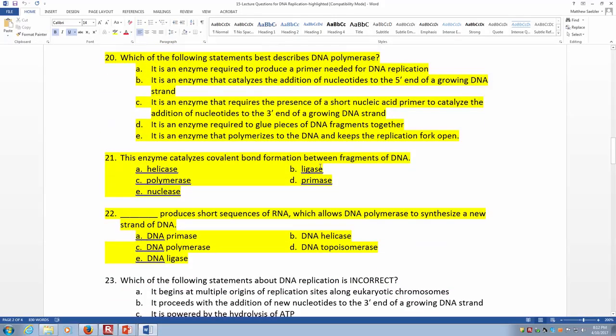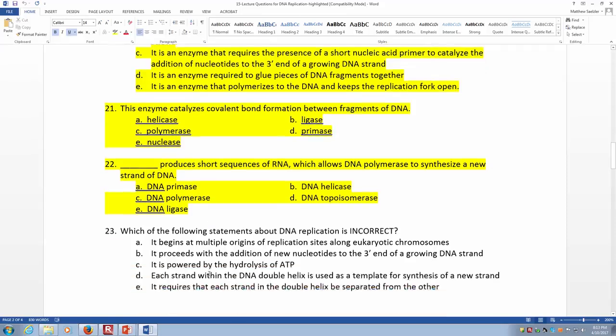21, this enzyme catalyzes covalent bond formation between fragments of DNA. Right, B, ligase. 22, blank produces short sequences of RNA, which allows DNA polymerase to synthesize a new strand of DNA. Right, that's DNA primase. So the short sequence of RNA that they're referring to there, that's the actual primer.